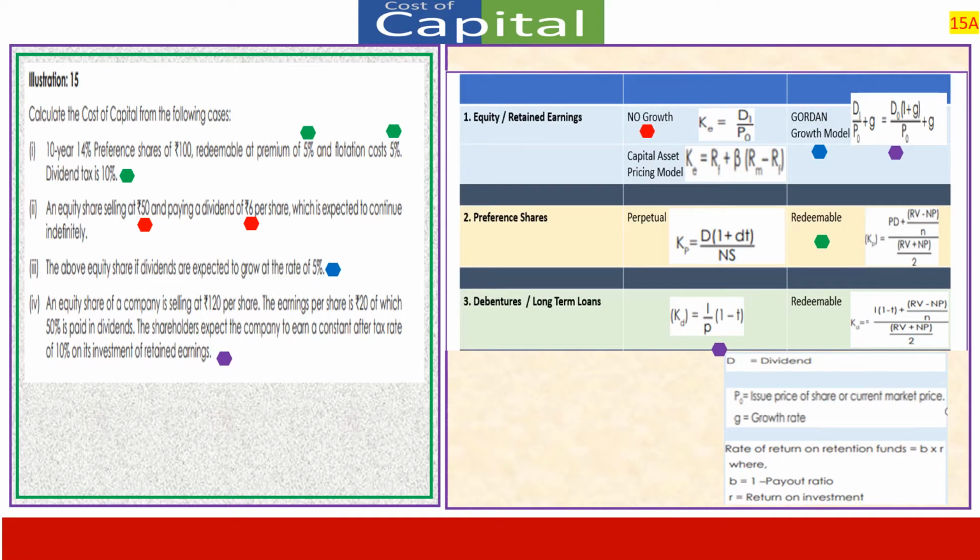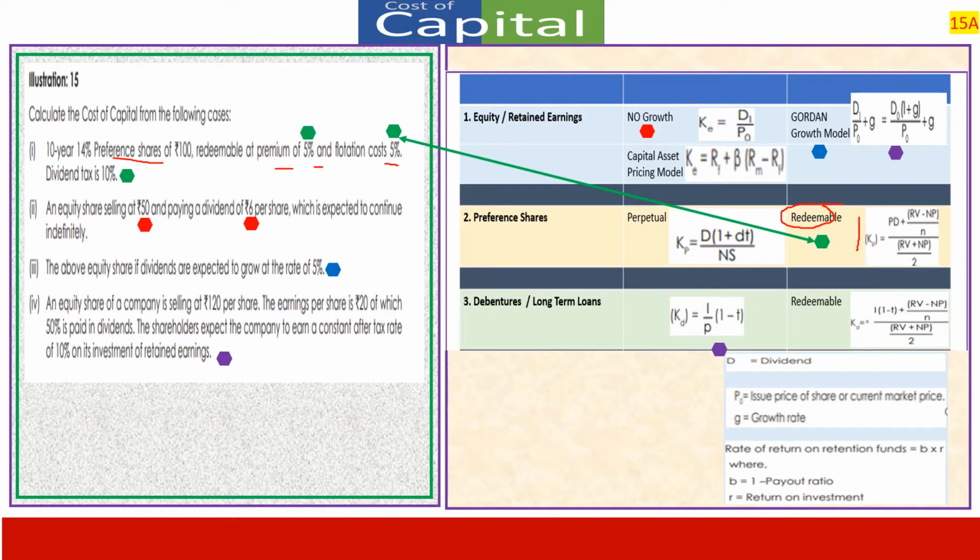We are taking illustration 15 for immediate solution. The first item under that is preference shares redeemable at a premium with the flotation cost. Under redeemable preference shares, we have got the normal formula.